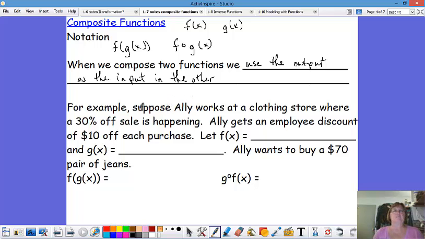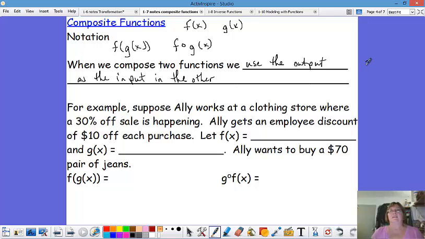And you may have seen a problem like this previously. My daughter Allie does not work at a clothing store. However, I used her name here. For example, suppose Allie works at a clothing store where a 30% off sale is happening. Allie gets an employee discount of $10 off each purchase. And those are two separate things that are working in her favor. I'm going to let f of x be the 30% off sale.